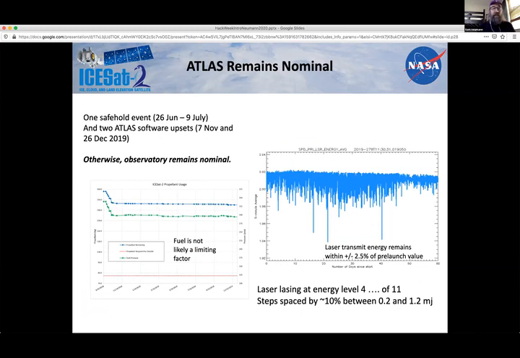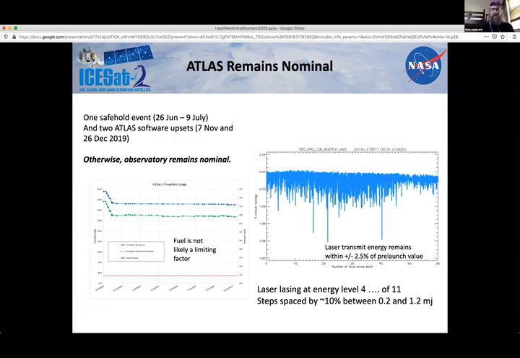Lots of folks ask how Atlas is doing now that it's been on orbit for a year and a half. In that first year and a half, we've had one safe hold event, or as some people call it, Atlas's summer vacation. It took about 2 weeks off. And there were 2 Atlas software upsets, one in November and another in December. But otherwise, knock on wood, Atlas is really doing well.